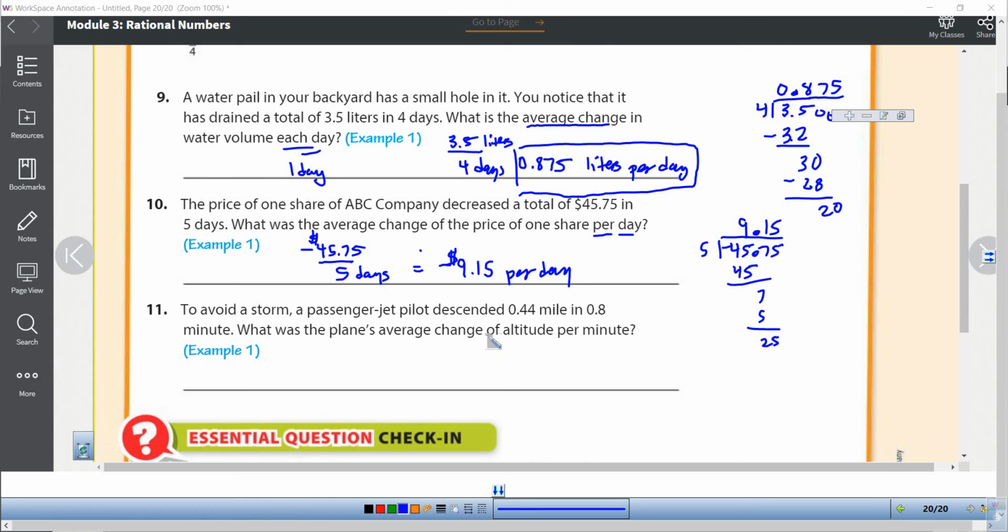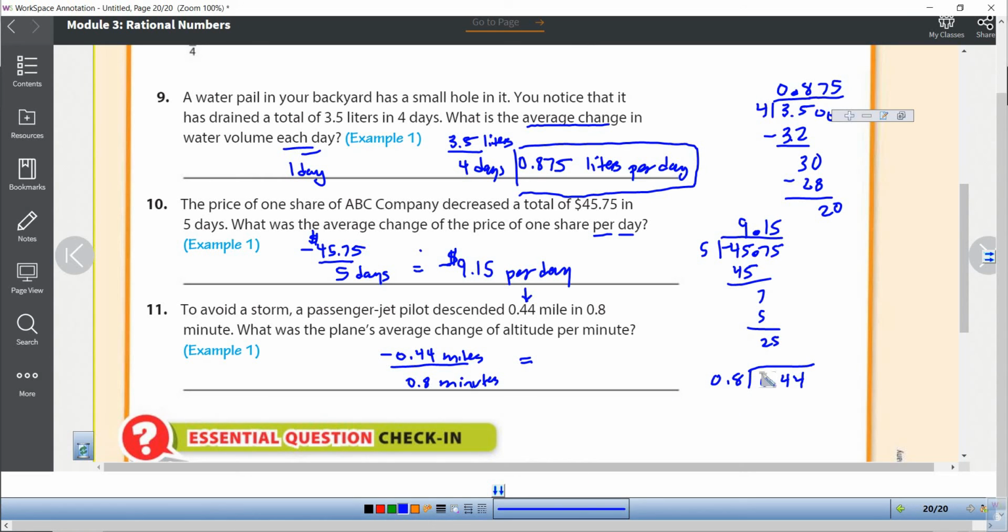To avoid a storm, a passenger jet descended. He went down negative 0.44 miles in 0.8 minutes, right? Okay, so what do we want to know? We want to know what it was per minute. So again, we're going to divide. So I'm going to take 0.44 and I'm going to divide it by 0.8.